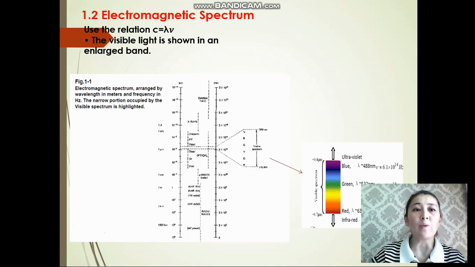Electromagnetic spectrum. Here the visible light is shown in an enlarged band. The electromagnetic spectrum is arranged by wavelength in meters and frequency in hertz. The narrow portion occupied by the visible spectrum is highlighted.